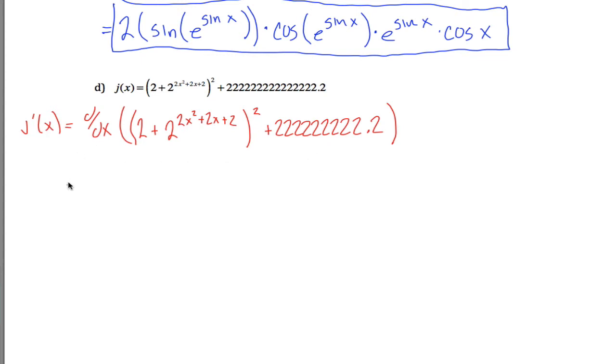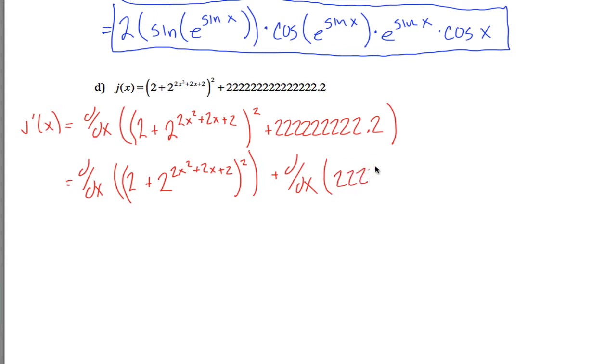When you're taking the derivative of a sum, all you have to do is take the sum of the derivatives. What I'm saying is I need to figure out the derivative of 2 plus 2 to the 2x squared plus 2x plus 2, squared. And then to that, I need to add the derivative of all my 2's. Why do I not care how many there are? Because this is just a constant, it's just a number, so the derivative is 0. This is just plus 0 right here. This is the derivative that I need to figure out.